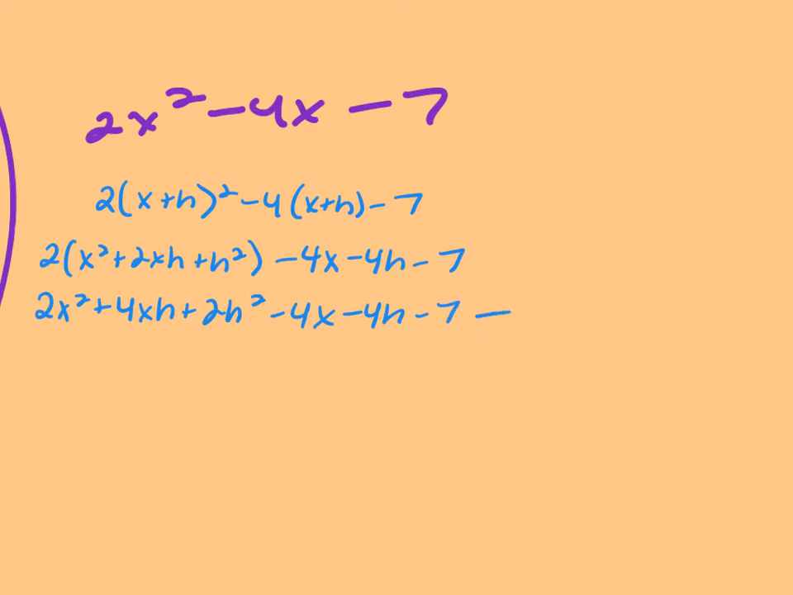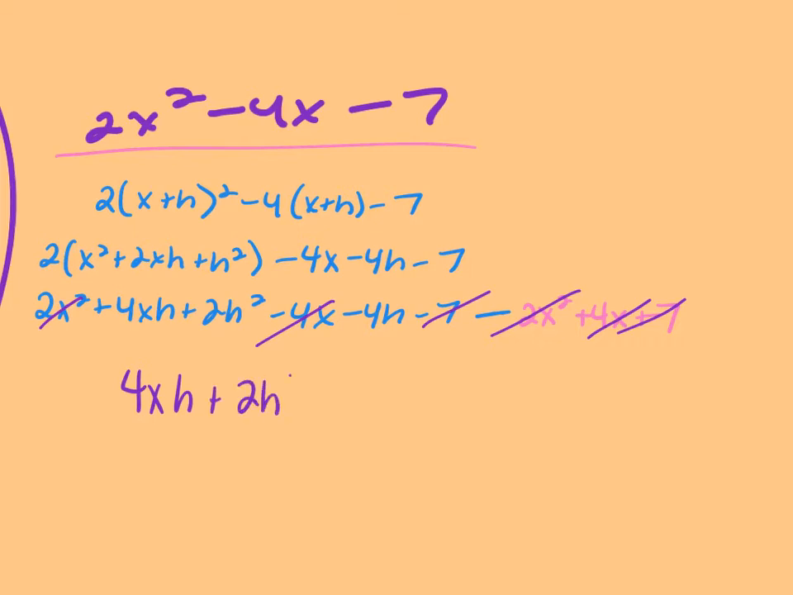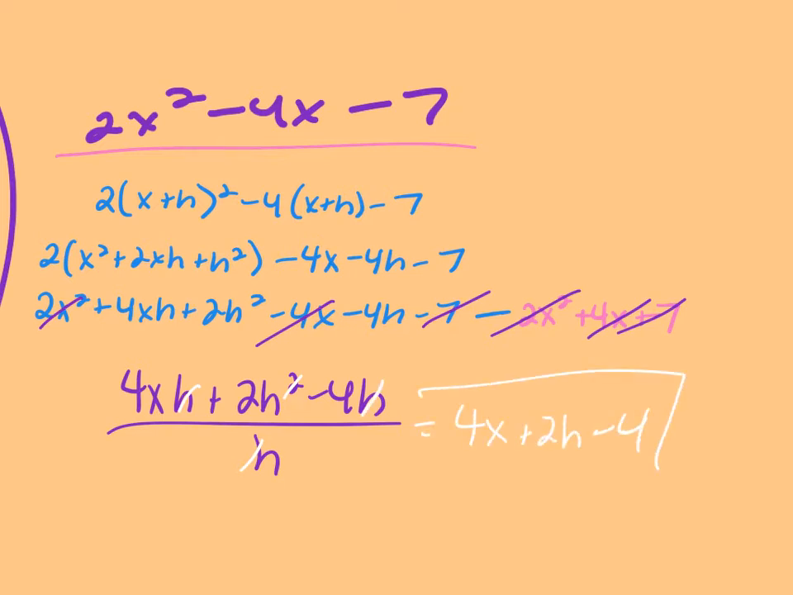Subtract from this my original f of x, changing all of its signs. So negative 2x, positive 4x plus 7. The 2x and 2x, positives and negatives cancel out. Negative 4 and positive 4, negative 7, positive 7. 4xh plus 2h squared minus 4h all over h. Cancel that h in, and I get 4x plus 2h minus 4.